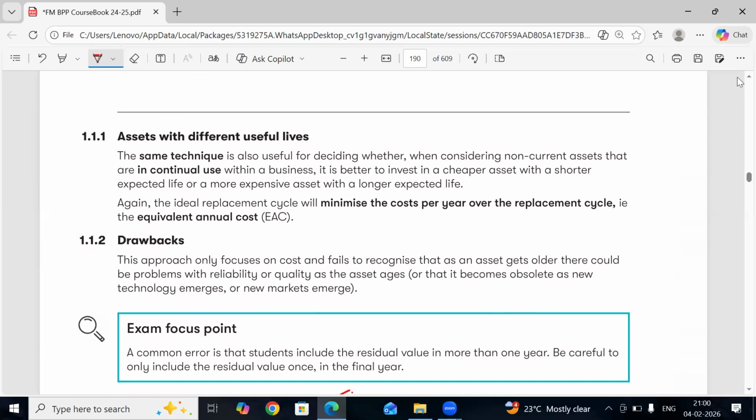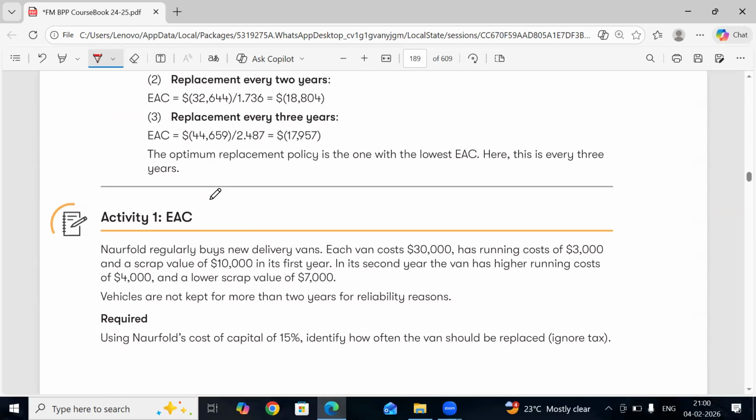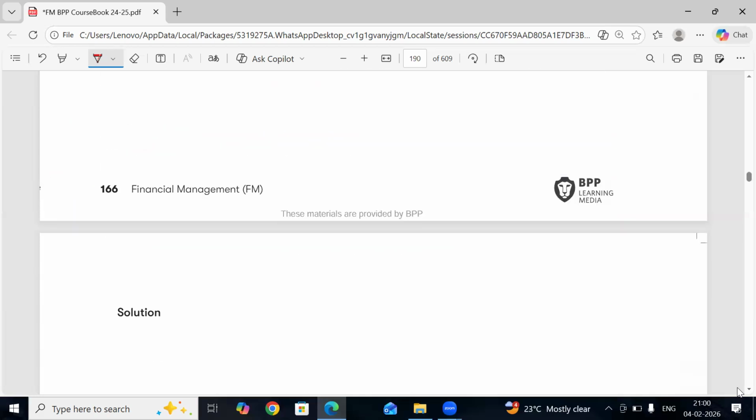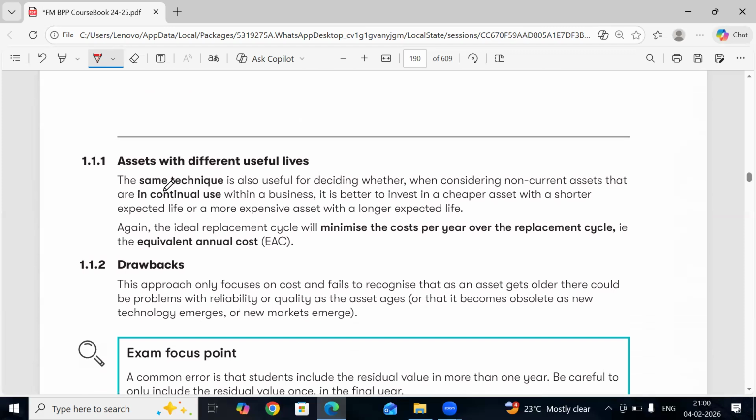So we have also seen equivalent annual cost. You remember? See, assets with different useful lives. The same technique is also useful when considering non-current assets that are in continual use. Of course, again here they are saying that the asset should be in continual use. It is better to invest in a cheaper asset with a shorter expected life or a more expensive asset with a longer one. If you go for shorter life, it is a cheaper asset. For longer life, you are ready to pay more money, and you will be more satisfied to do that. Again, the ideal replacement cycle minimizes the cost per year over the replacement cycle. I have already discussed this.